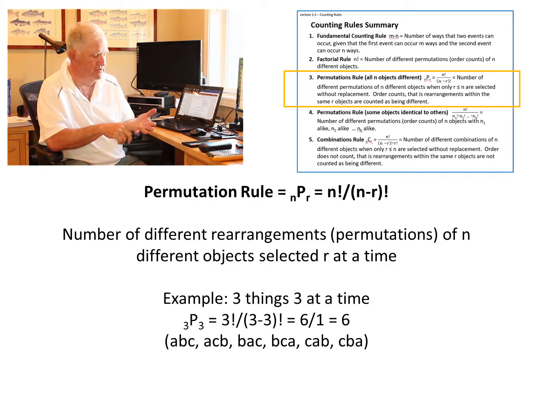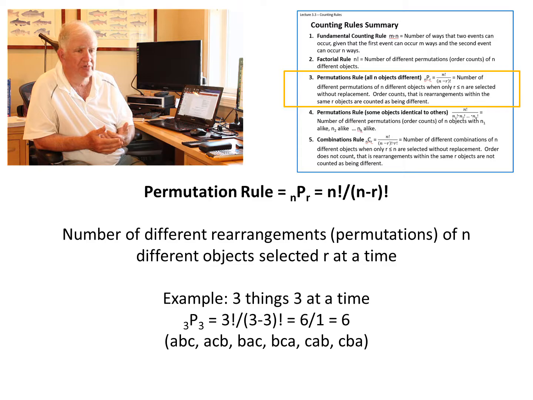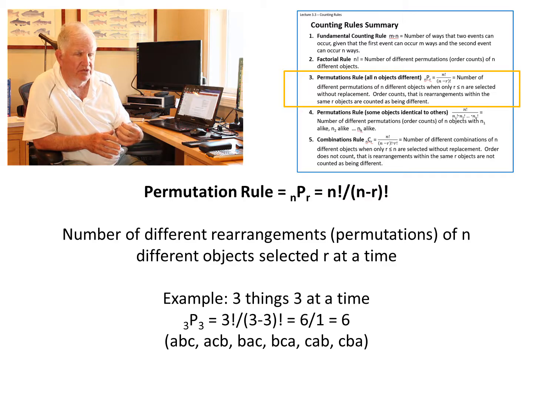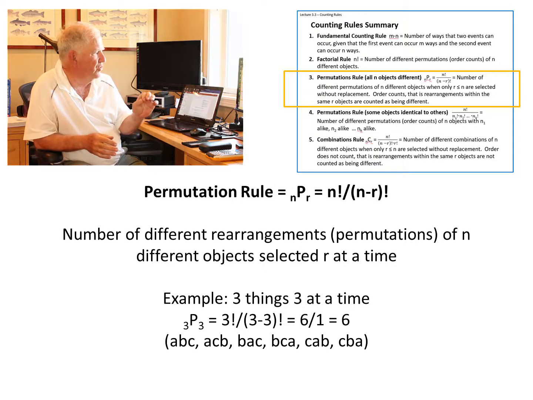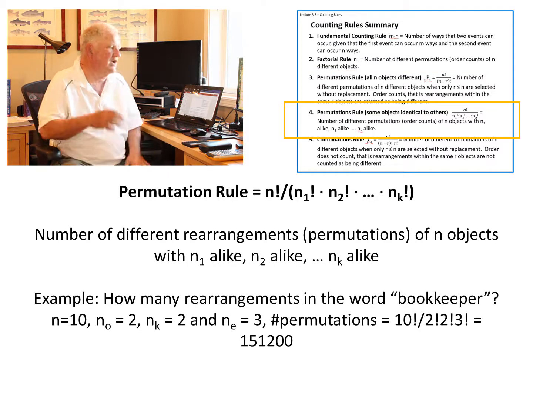3 factorial is 3 times 2 times 1, 6. 0 factorial by definition is 1. The answer is there's 6. And if you want to think of those objects as the letters A, B, and C, then there are the 6 rearrangements of A, B, and C just below you. So there's the first of 2 permutation rules for number of different rearrangements of n different objects selected r at a time. Here's the second one.